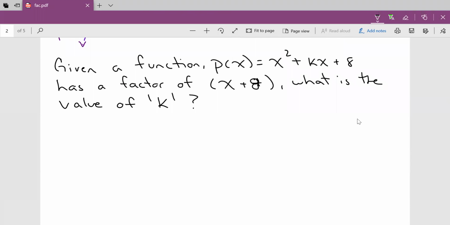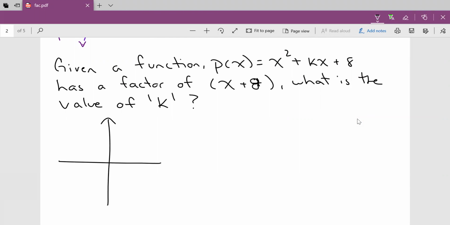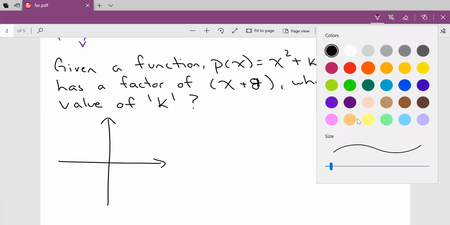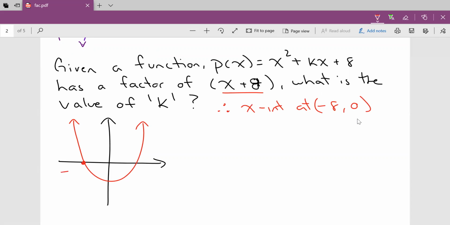All right, this is what this is telling us. We've got some polynomial here. It's opening up. And it does something, who knows, something like this. And it's saying to us it has a factor of x plus 8. Well, if this is my factor of x plus 8, what that tells me then is, therefore, we have an x-intercept at (-8, 0), over here. So how does that help me find k?